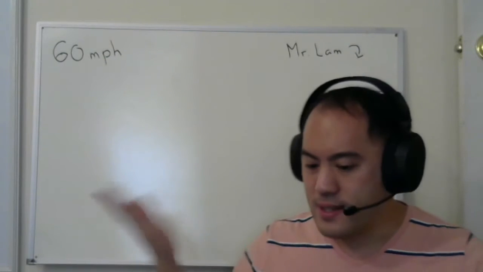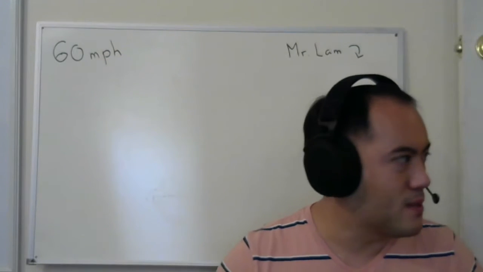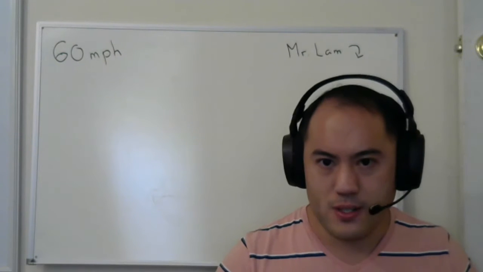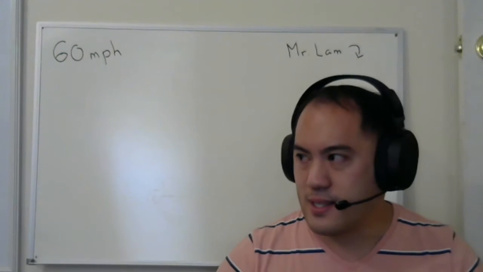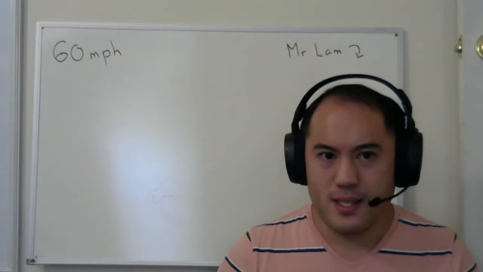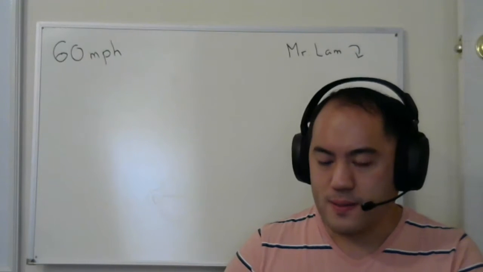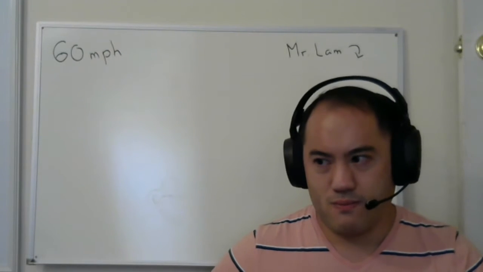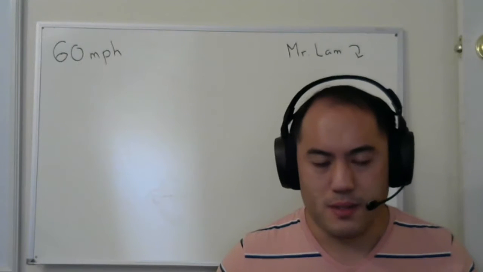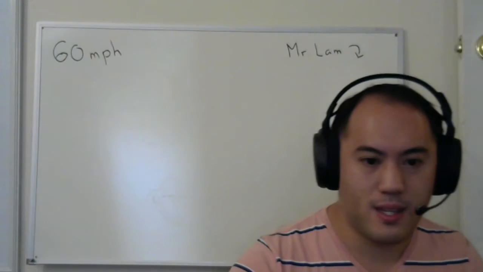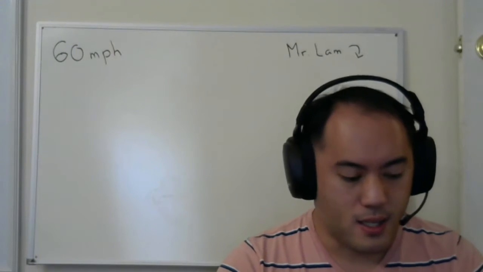60 miles an hour is a pretty common speed when we describe speed in real life, when we're talking about cars driving. You guys probably don't drive very much, but that's pretty common. It's in miles per hour, which are units that most people have some familiarity with.